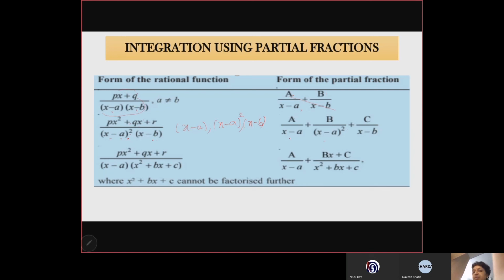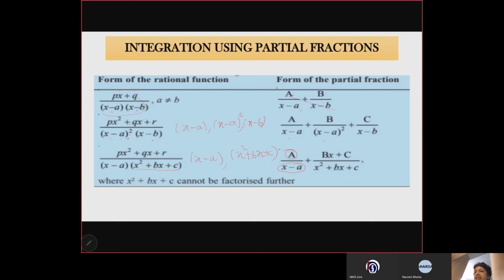The third type could be, I have a linear, but the quadratic that I have cannot be factorized into simple factors. That is, it doesn't have any real factors. So in that case, I have to write one fraction with denominator x minus a and the other fraction with denominator x squared plus bx plus c. So when I have a linear, the numerator is just a constant.